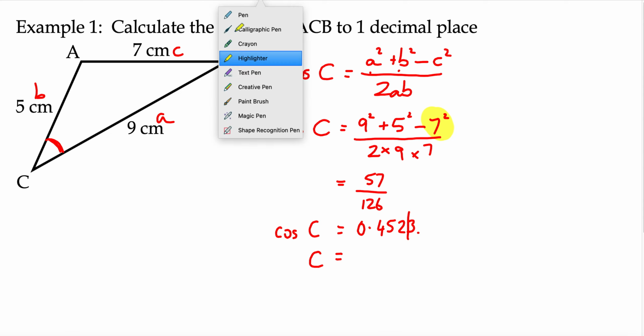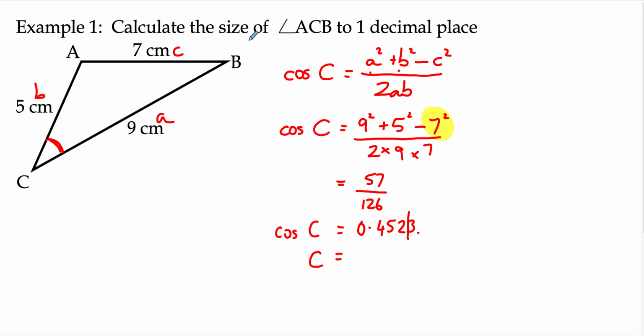So what we want to do is inverse cos, shift cos, 0.452, and end up with 63.127. It says to 1 decimal place, so 63.1. I'm rounding it, and of course I'm using capital C, which is not really proper terminology. The best answer then is angle ACB is equal to 63.1 degrees to 1 decimal place. There we go. Okay, that's us using the cosine rule to calculate an angle.